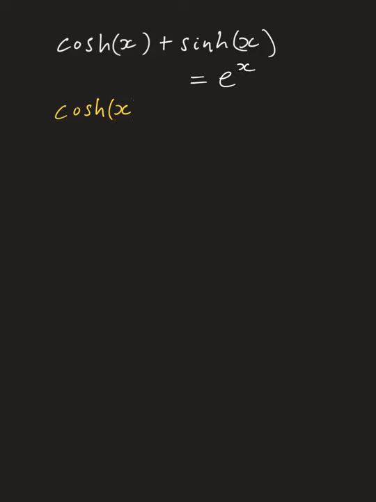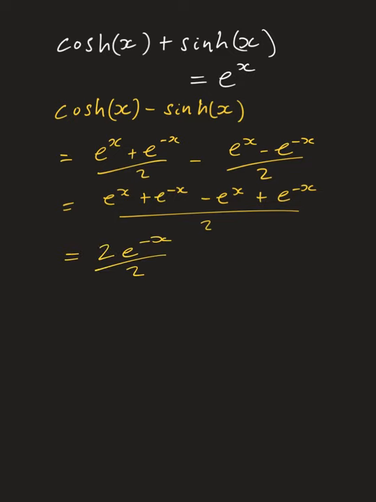Let's look at another identity. Cosh of x plus sinh of x. So try that yourself and see what it comes out to. If you substitute in those two definitions and add everything up, you should find that it comes out to be just e to the power of x. What about cosh of x minus sinh of x? I'll do this one for you quickly. You can see that it comes out to be just e to the power of minus x.